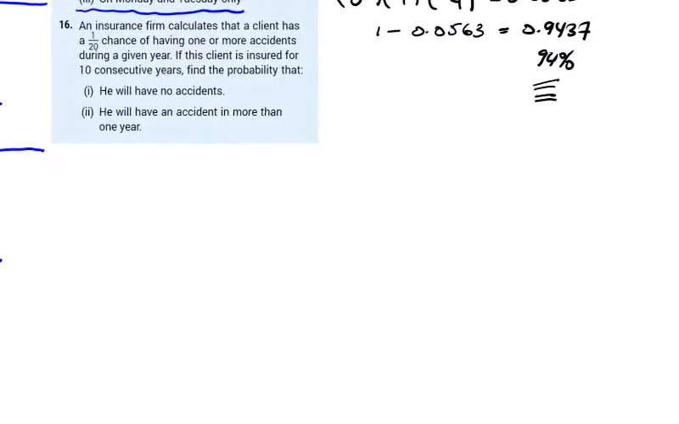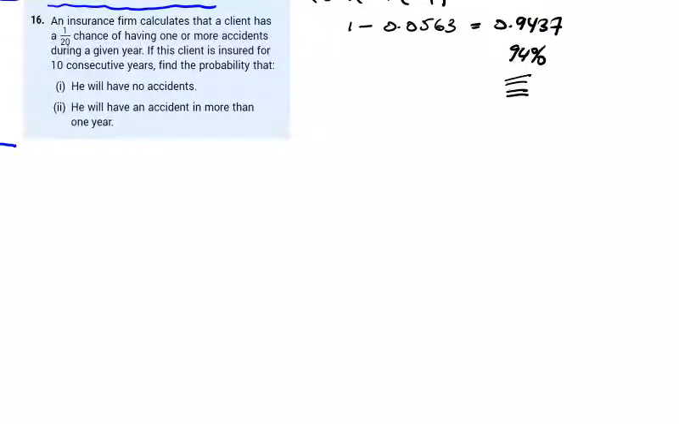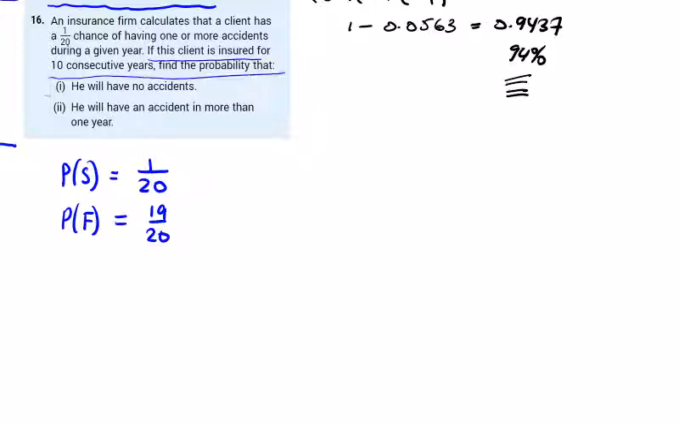Question 16. An insurance firm calculates that a client has a 1 in 20 chance of having one or more accidents. So we'll say the probability of success, and it's an accident, so not ideal language, but it's 1 over 20. The probability of failure we'll take as 19 over 20. We can reverse them around if we need to. If the client is insured for 10 consecutive years, find the probability of no accidents. So 10 years, no accidents.